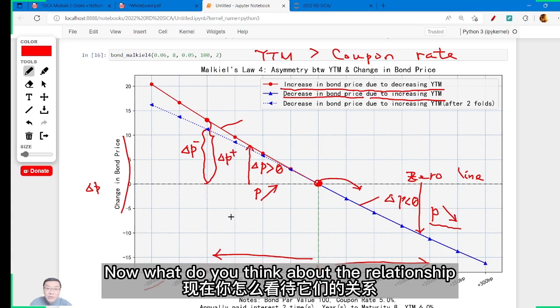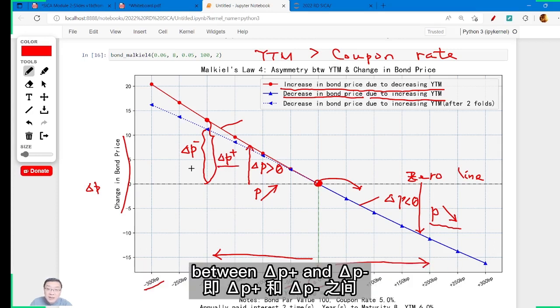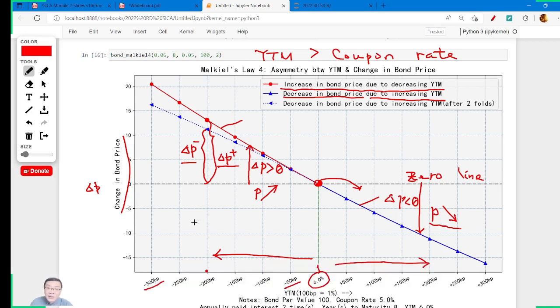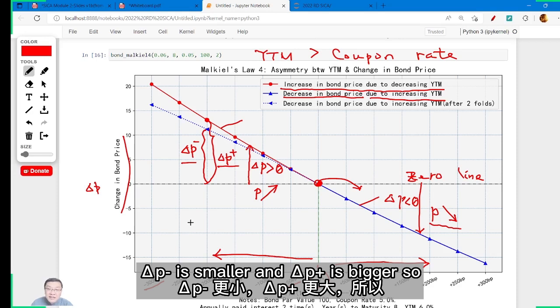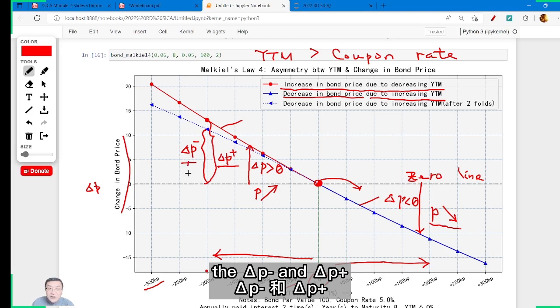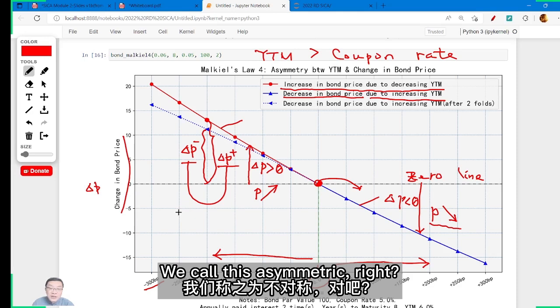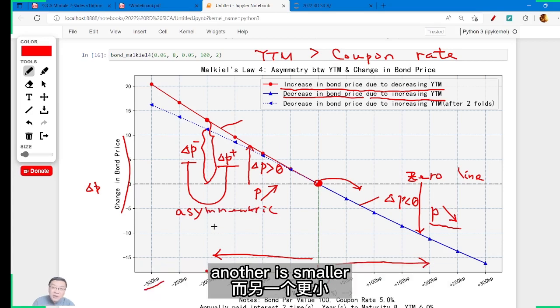Now, what do you think about the relationship between delta P plus and delta P minus? Which one is bigger in terms of their absolute value? I think delta P minus is smaller. Yes, delta P minus is smaller and delta P plus is bigger. So delta P minus and delta P plus are in a strange relationship. We call this asymmetric. Asymmetric, right? Yes, they are asymmetric because one is bigger, another is smaller.